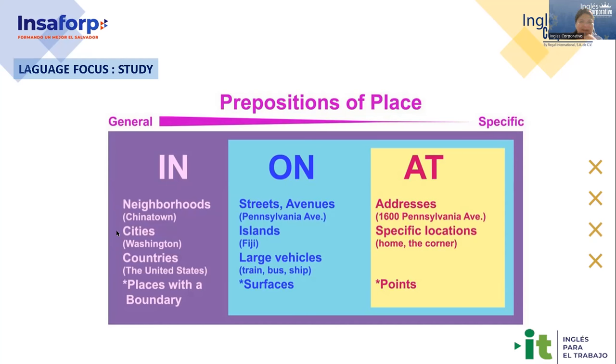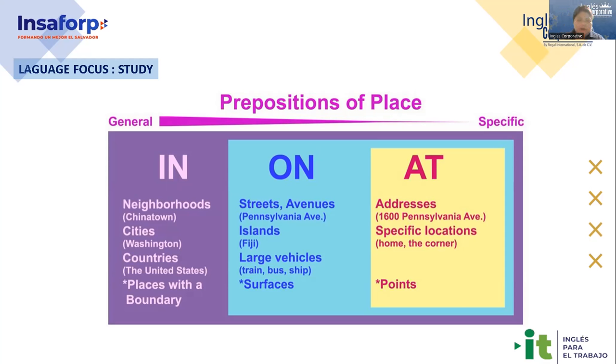Let's see, cities. How about cities? So now in this category we have Soyapango, Ciudad Delgado. Any other city that you know, Daniel? Any city? San Salvador, for example. Aguilares. Yeah, you're right. Santa Tecla, yeah, you're right.